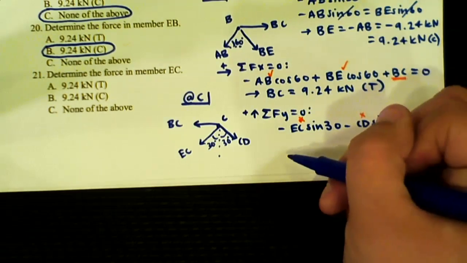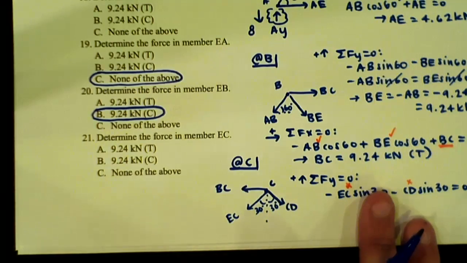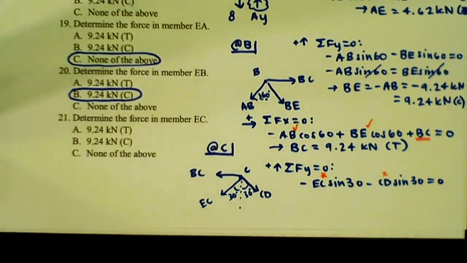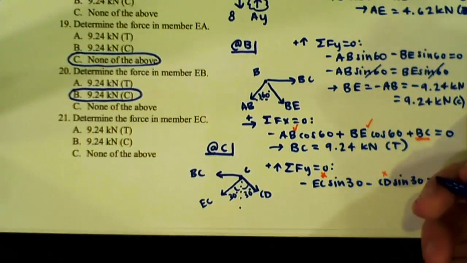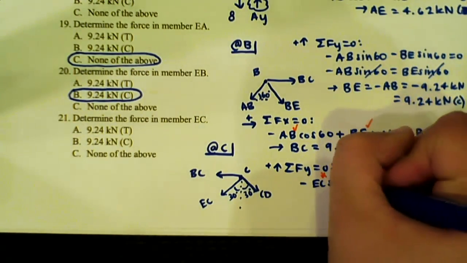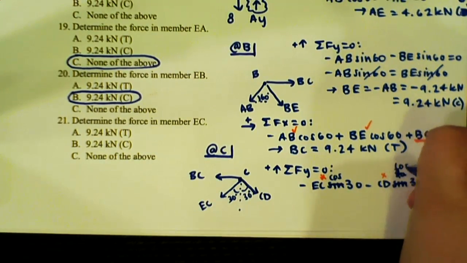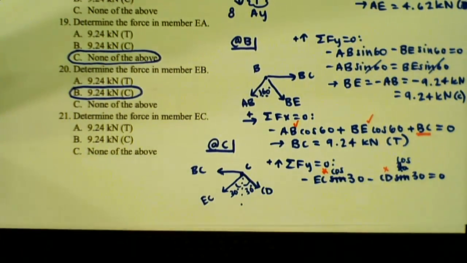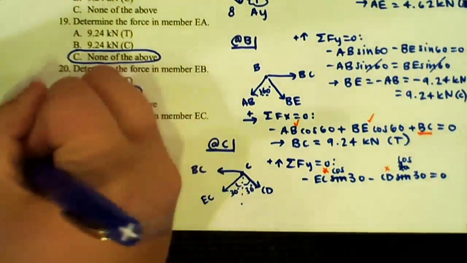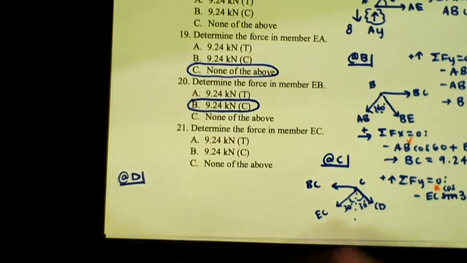So you can either do the sum of the forces in the x direction and plug it back in, or we, huh? That's your reference angle. Wouldn't it be cosine 30 there for y? Like since it's the adjacent. Yeah, it should be cosine. So you can either do the sum of the forces in the x direction and plug that back into your y, or we can go over to D and solve for CD over there.